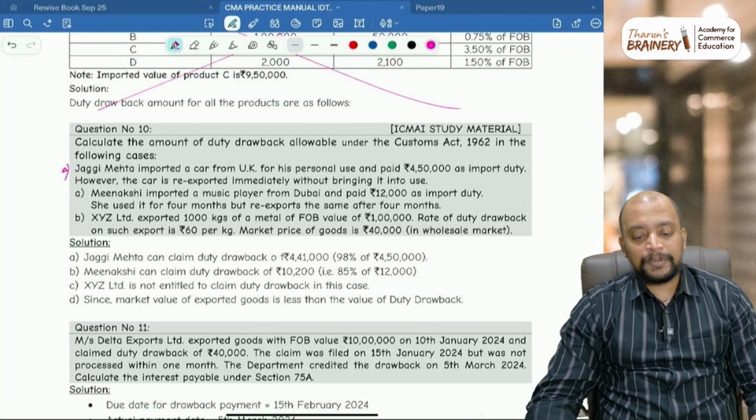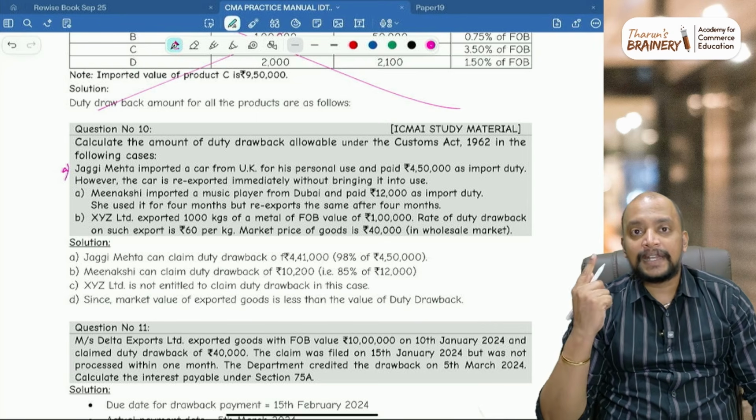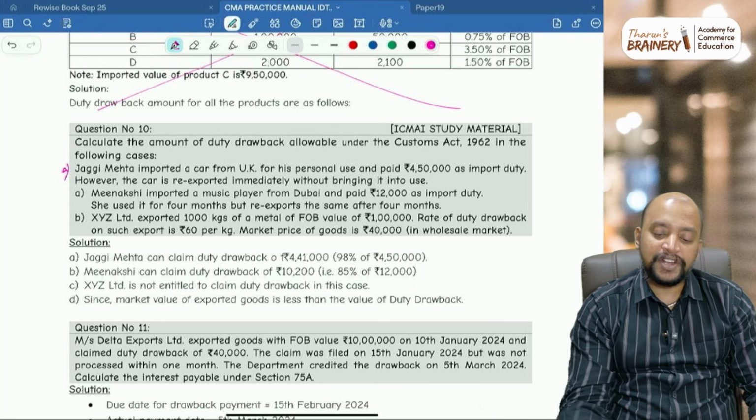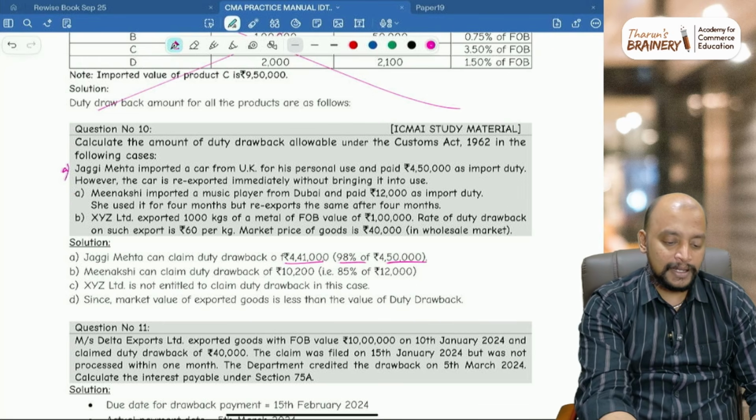Then look into question number 10. Calculate the amount of duty drawback allowable under the Customs Act in the following cases. First one, A. Jaggi Mehta imported a car from UK for his personal use and paid 4,50,000 as import duty. However, the car is re-exported immediately without bringing it into use. Super. 98%. 4,50,000 into 98%, 4,41,000, they will get as duty drawback.